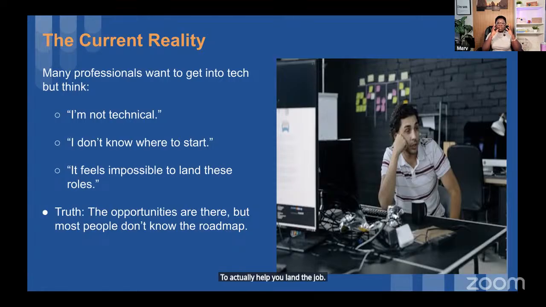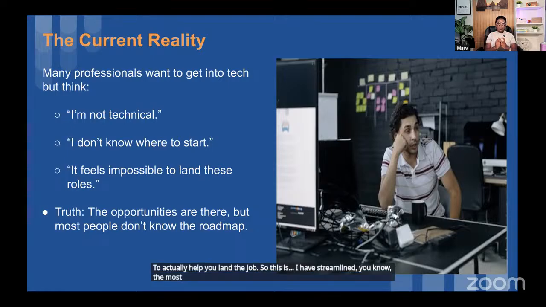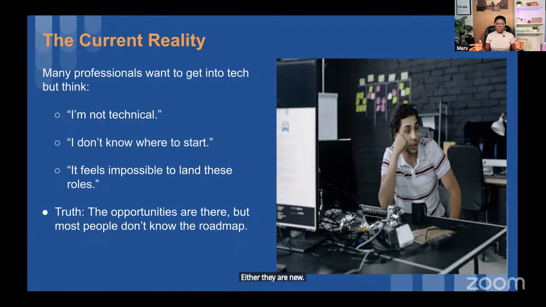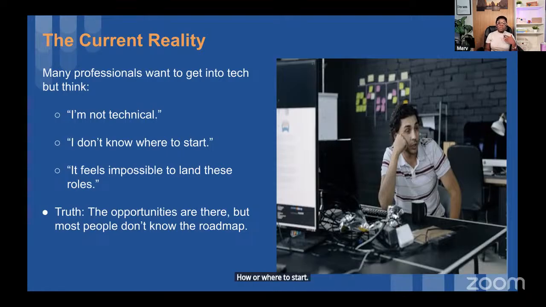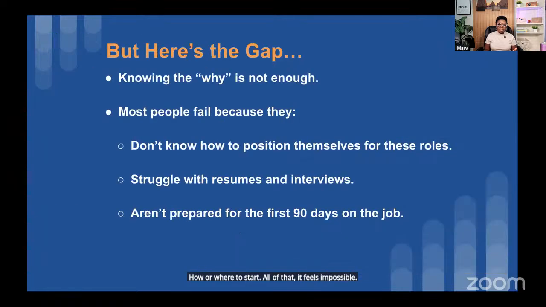So I've streamlined the most common reasons people talk about into these three. Either they are new, they never worked in corporate, they're not technical, they don't think they can do it, or they are not sure of how or where to start, or it feels impossible to land the roles.